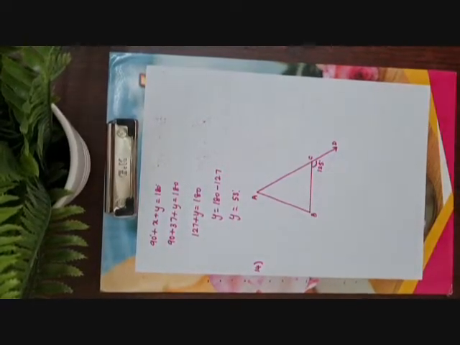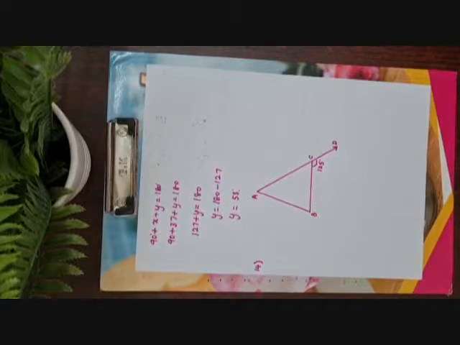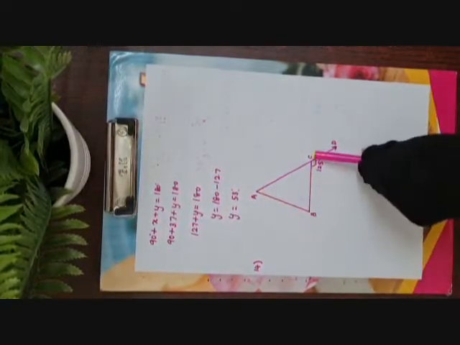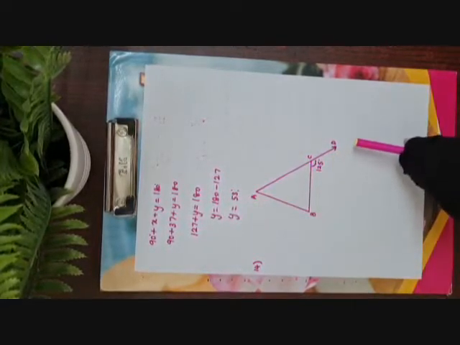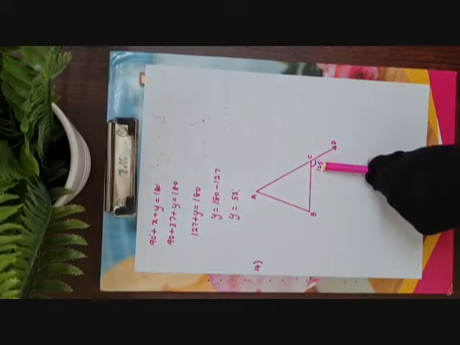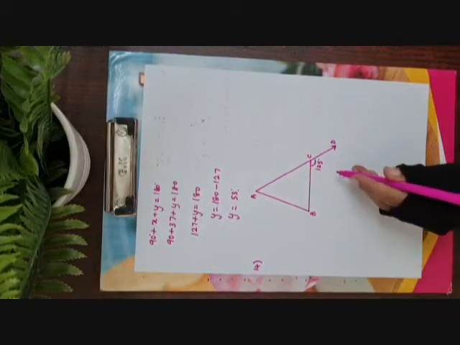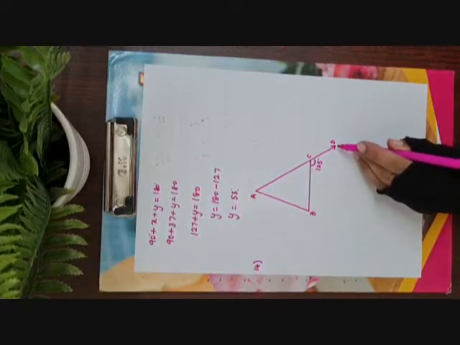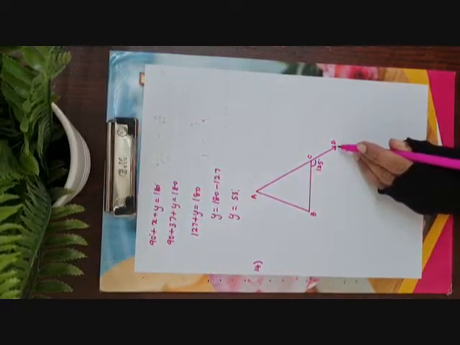Now the 14th sum, children. In this we have, in the given figure, triangle ABC, side AC is produced to D. And angle BCD is equal to 125 degrees. Angle A to angle B is equal to 2:3. Find the measure of angle A and angle B.